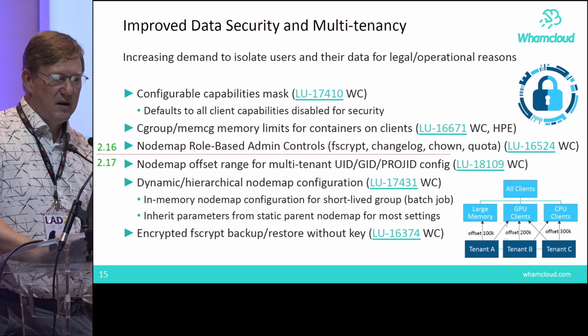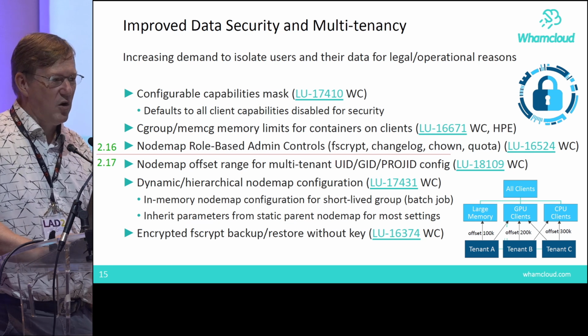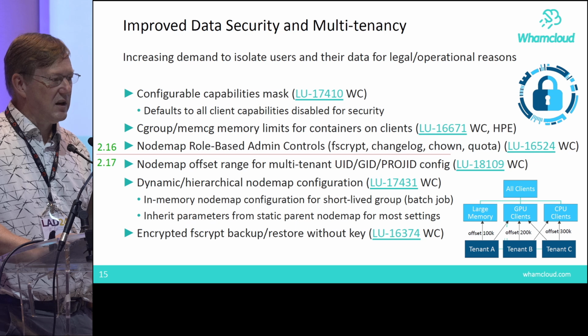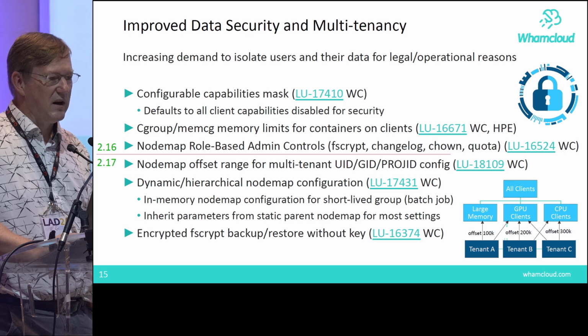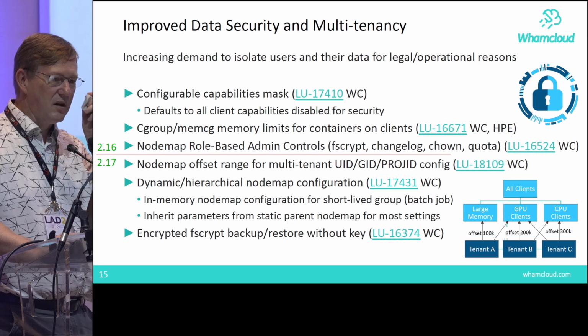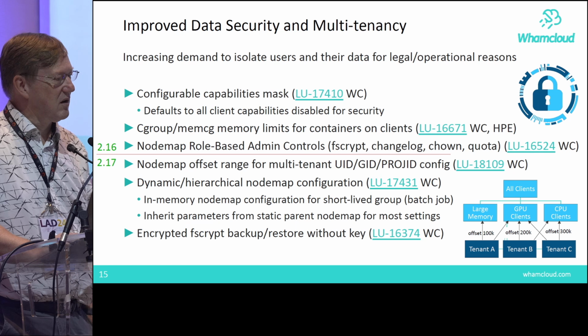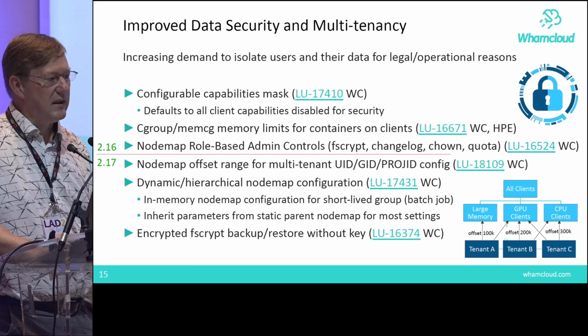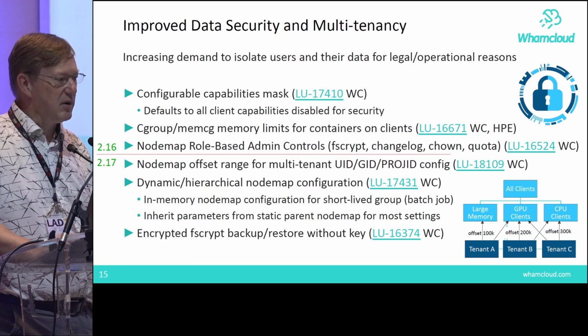Actually, a new one that's coming in 2.17, the work is already done, is having a node map offset. So if you have, say, 100 tenants in a file system, you can easily assign them a sub-range of the UID and GID and project ID space on the file system, so that tenant 1 gets range 100,000 to 200,000, and the next one gets 200,000 to 300,000. As long as each tenant isn't using more than 100,000 IDs, which is pretty safe, then you can split that up on the server very easily. Now we don't have to set up individual ID maps for those big ranges of IDs.